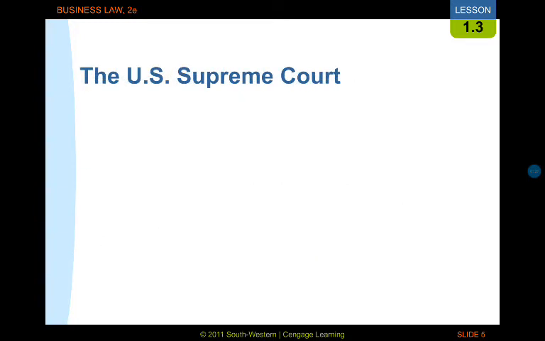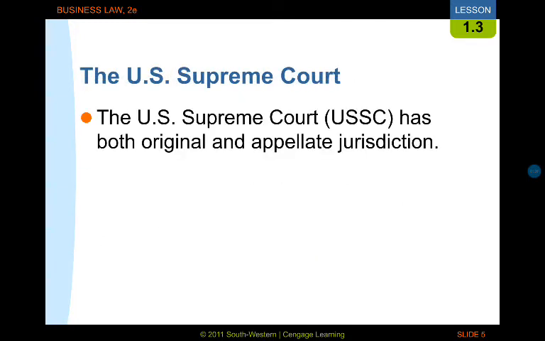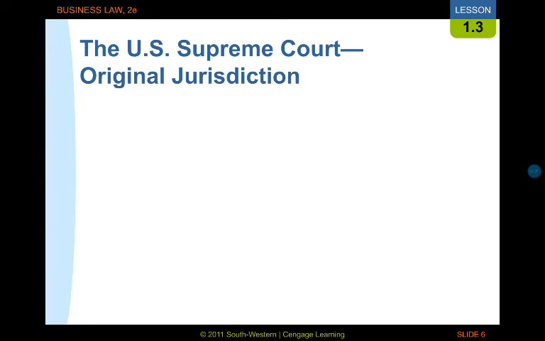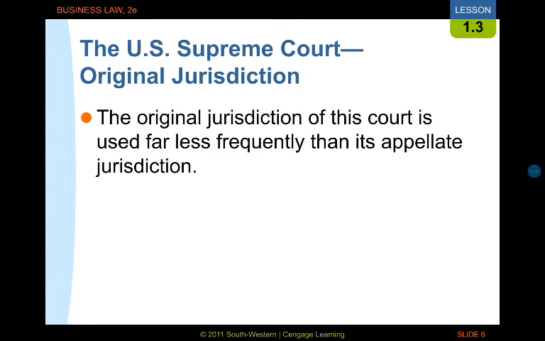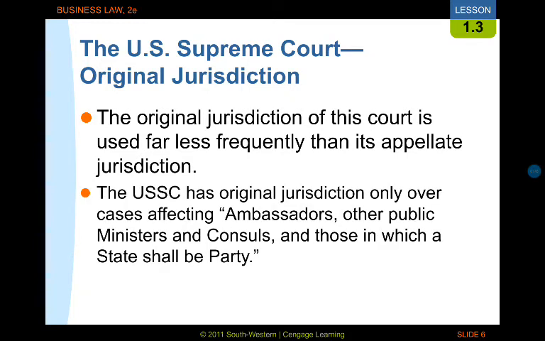U.S. Supreme Court. The U.S. Supreme Court has both original and appellate jurisdiction. The U.S. Supreme Court's original jurisdiction is used far less frequently than its appellate jurisdiction. It has original jurisdiction only over cases affecting ambassadors, other public ministers, and consuls, and those in which states shall be party.